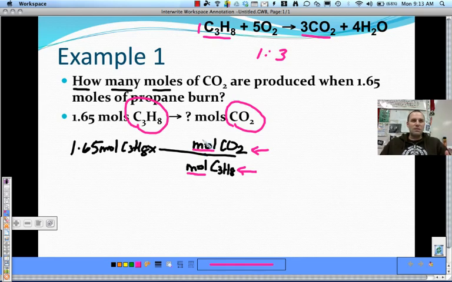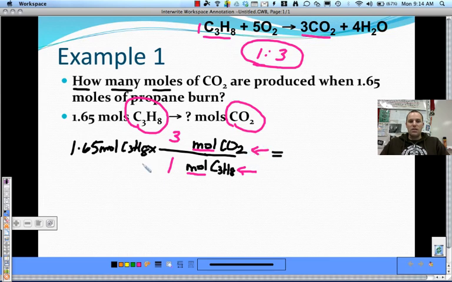If one was grams and the other one was moles, that's a no-no. You cannot put those over each other, okay? They both have to say moles. And the reason is because then you can look at the molar ratio. We know that 1 mole of propane is equal to 3 moles of CO2. And where did I get that from? From the balanced equation. Okay?